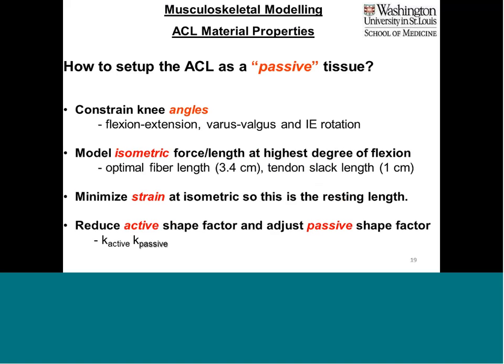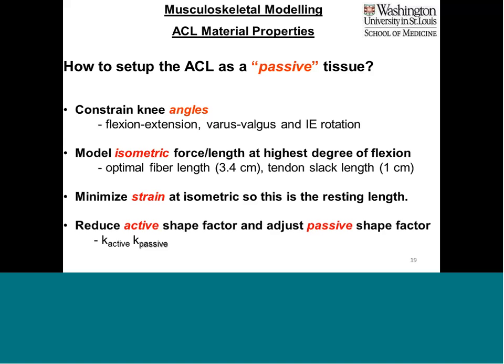So the next question is, how do I set up the ACL as a passive tissue? As I mentioned, at the time I was doing my dissertation, we really did not have a ligament structure that I could use as the ACL. So before we go into the material properties of the ACL, I want to speak a little bit about constraining the knee angles. We have 3 degrees of freedom at the knee: the flexion extension, the varus valgus, and the internal external rotation.